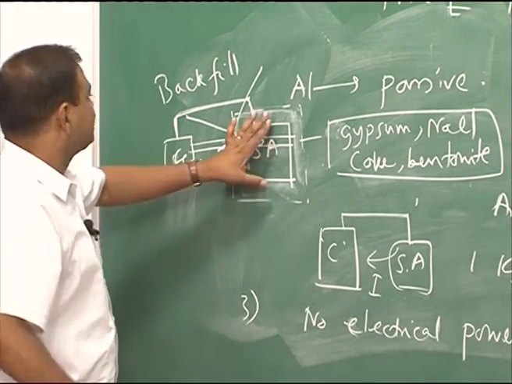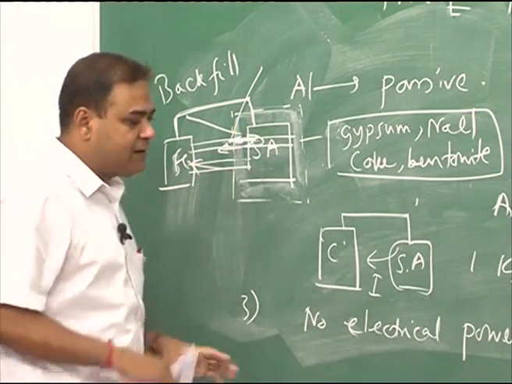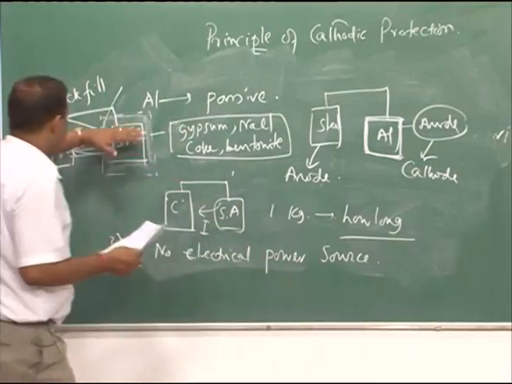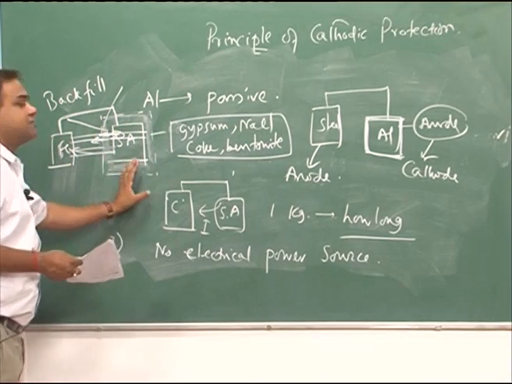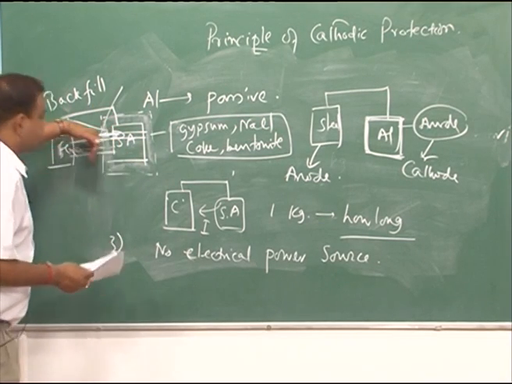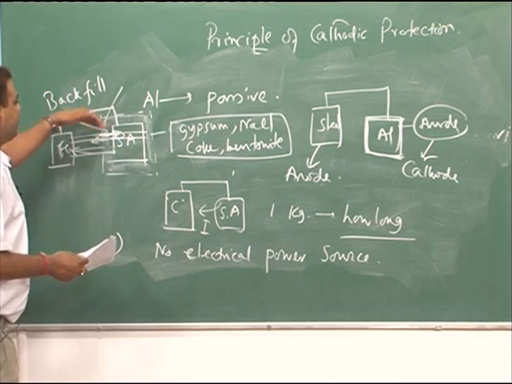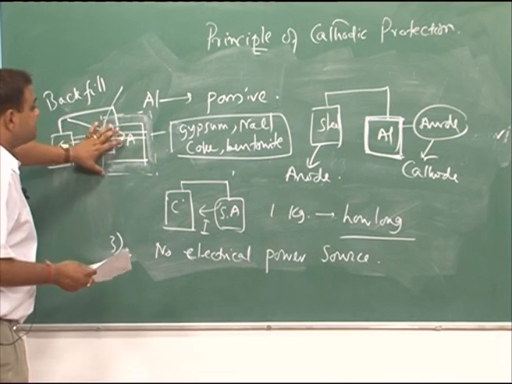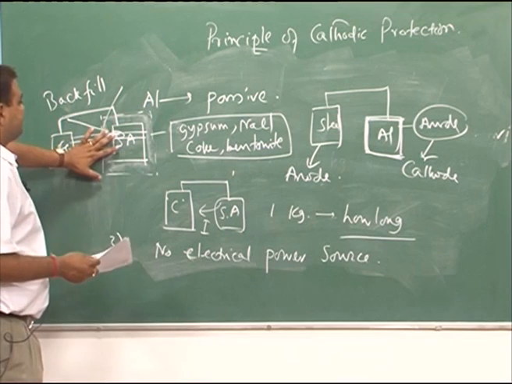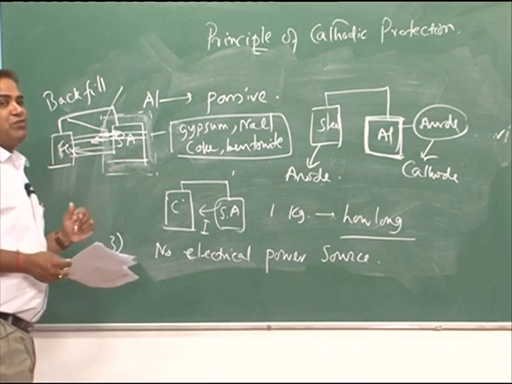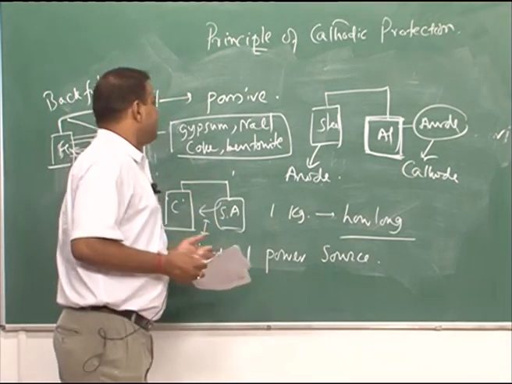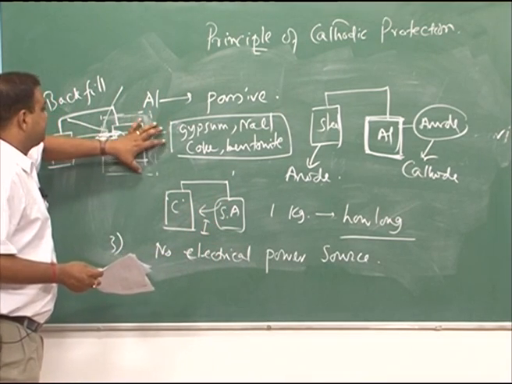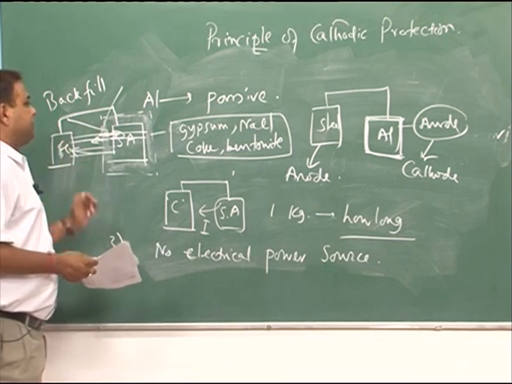So, that is why we go for the backfill. What does it do? The backfill provides a conducting surrounding, a uniform conducting surrounding. So, all throughout the surface the current is leaving the anode material, and there would be uniform distribution of current over the entire anode surface, and the anode surface will corrode uniformly. That is a very essential criterion for the design of this sacrificial anode system.